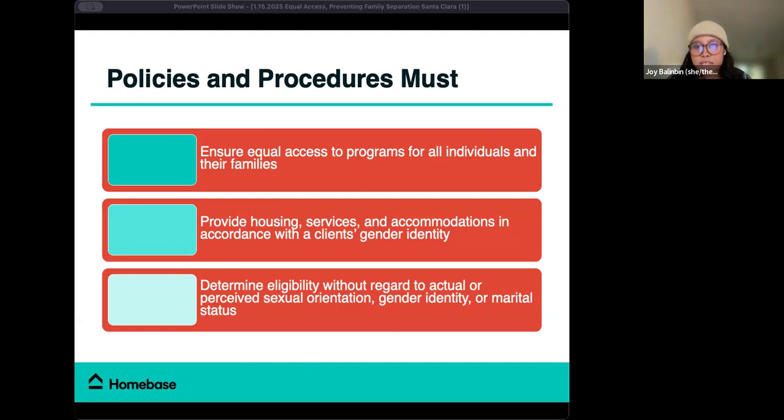HUD also did release a new equal access agency assessment tool 2 years ago in August 2023. That provides some action steps for HUD recipients and subrecipients to be able to meet this rule. So we will also share that as part of the resources in our follow-up, and we encourage you to share it with your administrative staff and use it to sort of assess and maybe adjust some of the agency policies if you see the need for that.